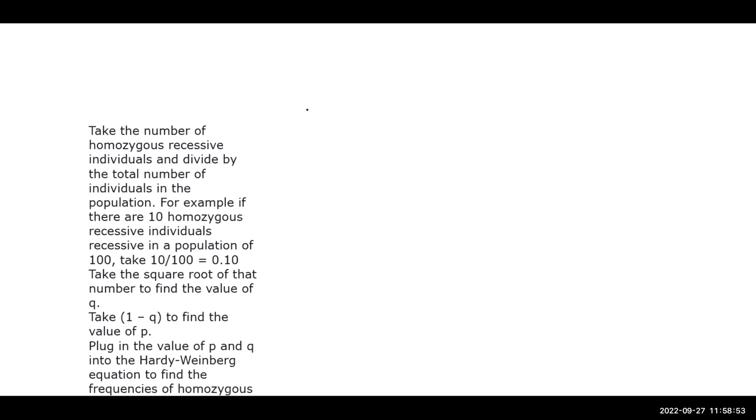All right, so we're taking the number of homozygous recessive individuals and dividing by the total number of individuals within the breeding population, because that is going to give us our Q squared. So Q squared. The number of homozygous recessive individuals is 2,500, and we're going to divide that by the total number of individuals within our breeding population, which in this case is 10,000.